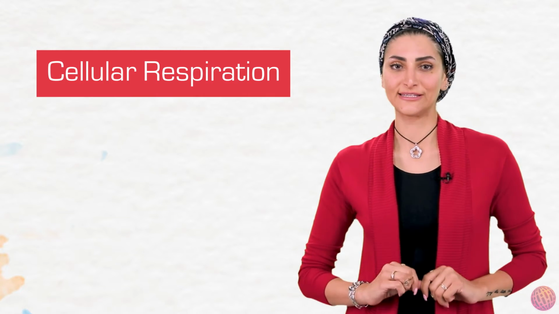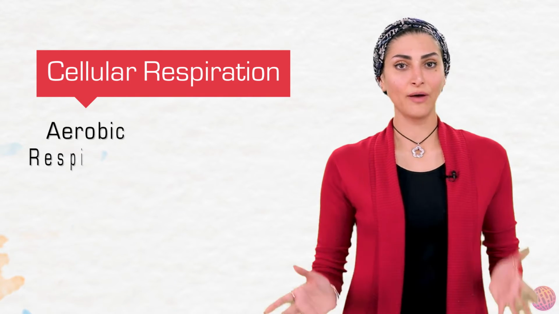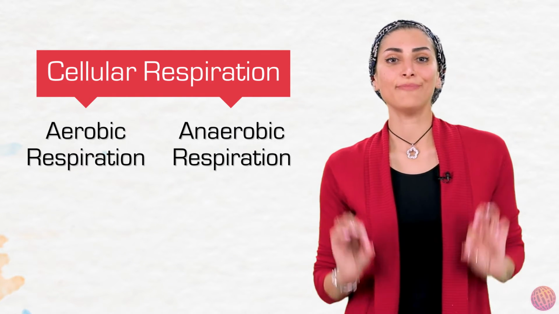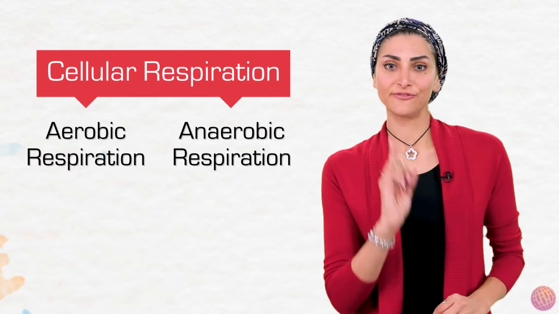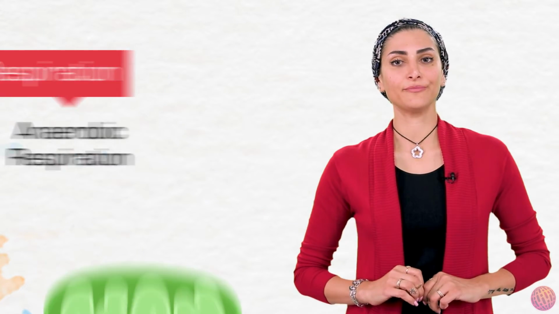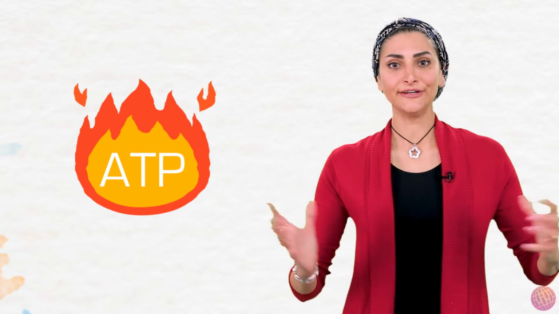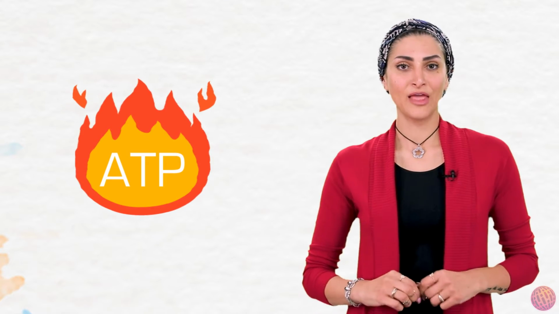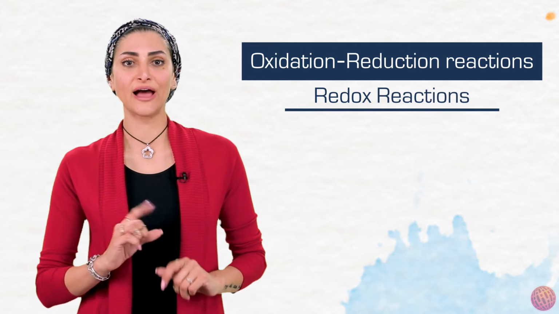We have introduced cellular respiration in the previous lesson and the two types of it, aerobic and anaerobic. We have mentioned that this process is vital because it results in the formation of ATP, the energy molecule in our body. But how is ATP formed? To understand the process of cellular respiration in depth and how ATP is formed, we need to understand an important concept, which is the oxidation-reduction reactions.